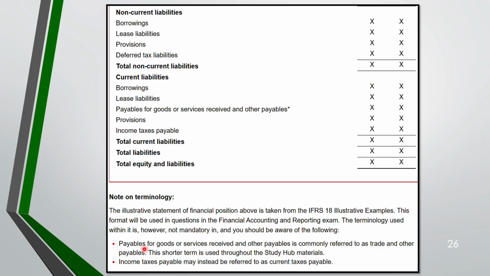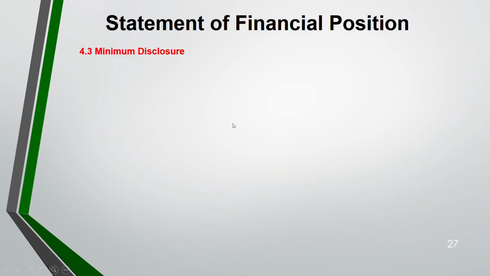Number one, payable for goods and services. This is commonly referred to as trade and other payables. Okay, remember the shorter term is used in your study hub. Next, income tax payable can be referred to as current taxes payable also. That's the same. Okay. Now, minimum disclosure under financial position.